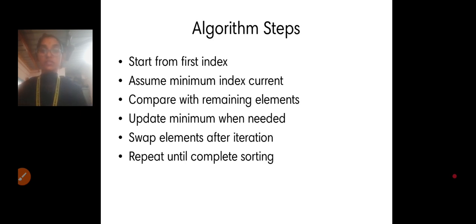Algorithm steps. Start from first index. Assume minimum index is current. Compare with remaining elements. Update minimum when needed. Swap elements after iteration. Repeat until complete sorting.